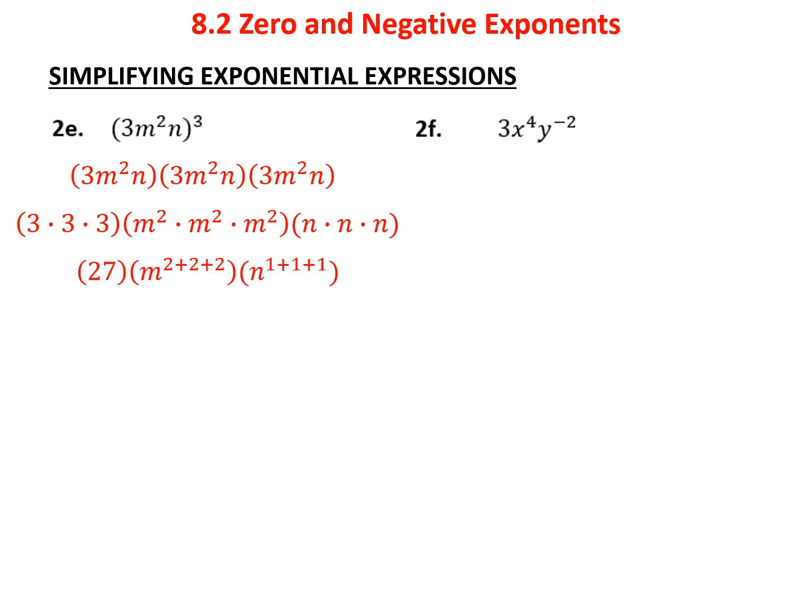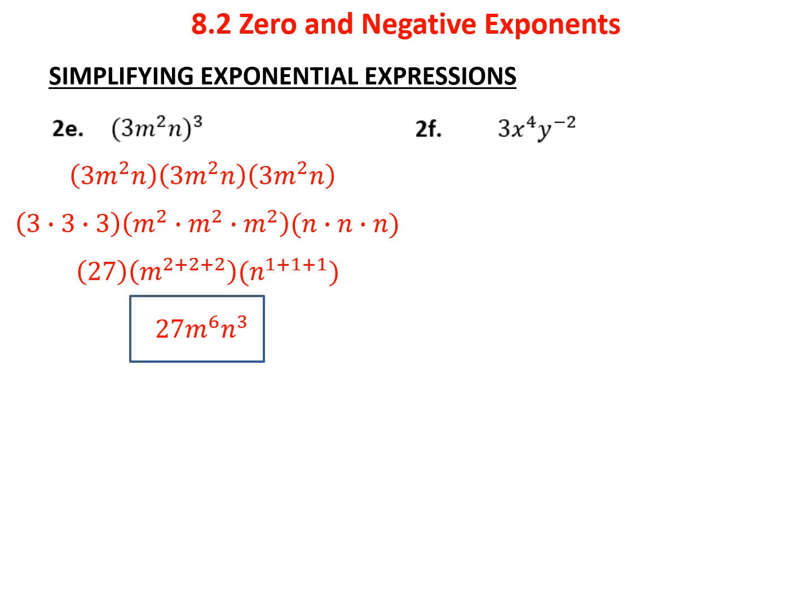So when I put these together, I have 27. 3 times 3 is 9 times 3 is 27. M to the 3 plus 3 plus 3 and n to the 1 plus 1 plus 1. So my final answer is 27 m to the 6 n to the 3. And that's our answer there.